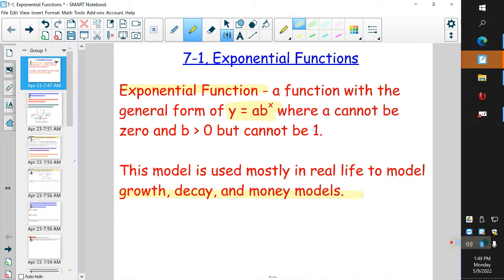Birth rates and decay rates, death rates, those are all what we use for exponential functions. Do we all understand that, yes or no? Visual or verbal, do we all get it?